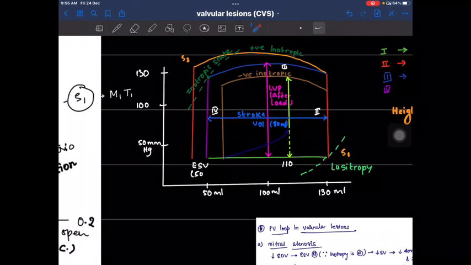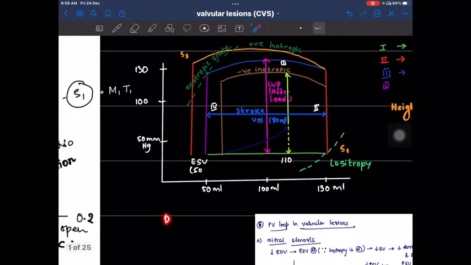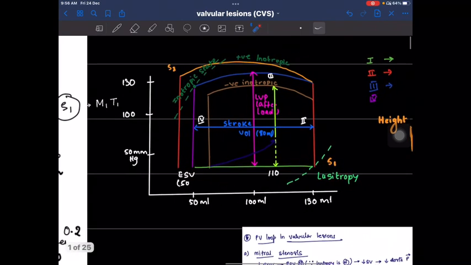So we know that this is end diastolic volume, this point. Then we subtract end systolic volume, right? It will give you stroke volume. This is something we have learned in physiology. EDV minus ESV is SV, right? This is the amount of blood that leaves, and that is the stroke volume, right?